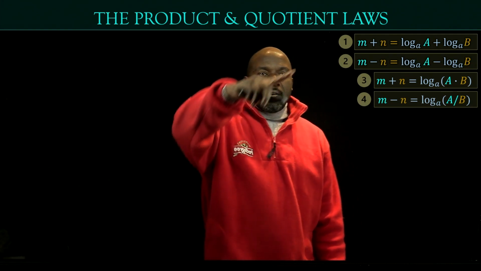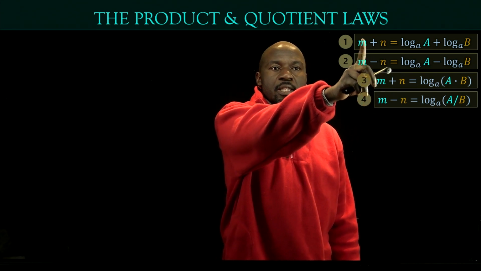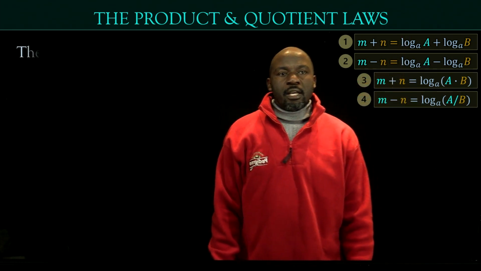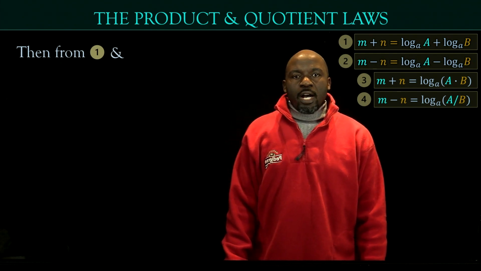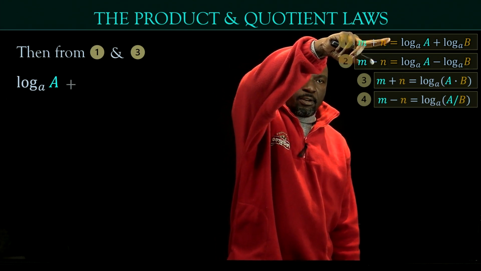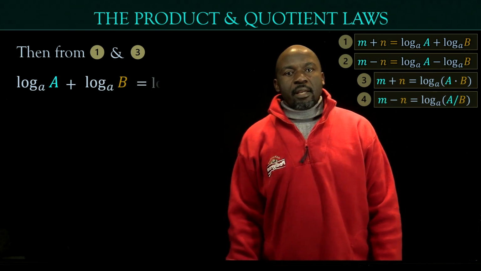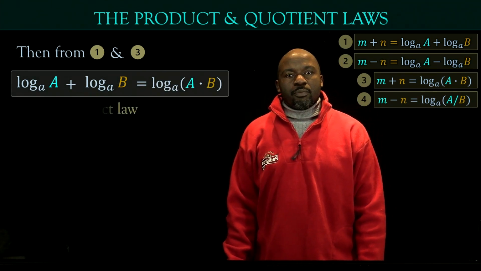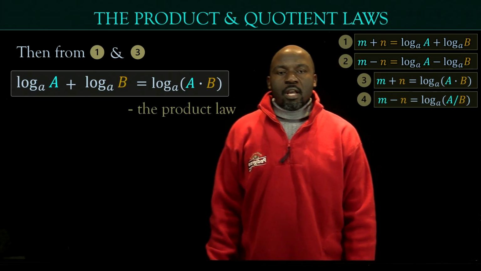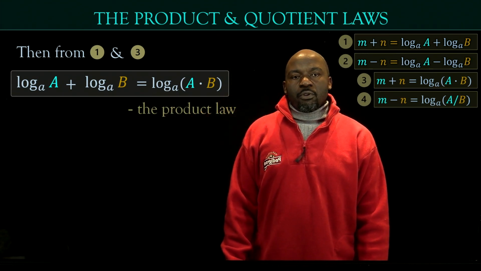If I take result 1 and result number 3, you can see that this is m plus n and this is also m plus n. So these two must be equal. Reasoning from 1 and 3, we can see that log of a plus log of b must be equal to the third one there, which is log of a times b. And this is what we refer to as the product law, or the product rule for logarithms. So this is the first law of logarithms, referred to as the product law.